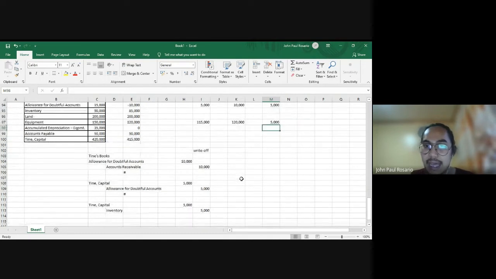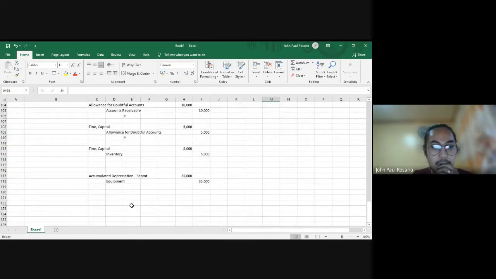Okay. So with that, let's make the entry, hashtag. With that, we debit equipment because we are increasing its value, or its gross value, equipment amounting to 5,000.